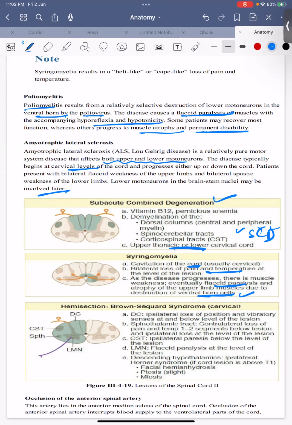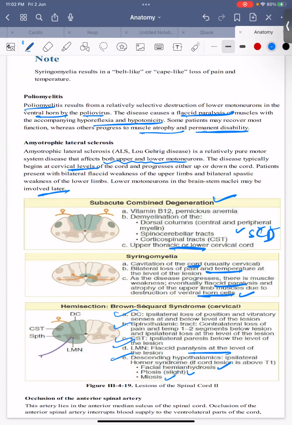Brown-Séquard syndrome, we already talked about it. It causes ipsilateral loss of position and vibration at and below the level of the lesion. Spinothalamic tract: contralateral loss, one or two segments below the level of the lesion. We have paresis below the level of the lesion, flaccid paralysis at the level of the lesion, and sometimes it can involve the descending hypothalamic fibers, causing Horner syndrome, that is ptosis, miosis, and anhidrosis.